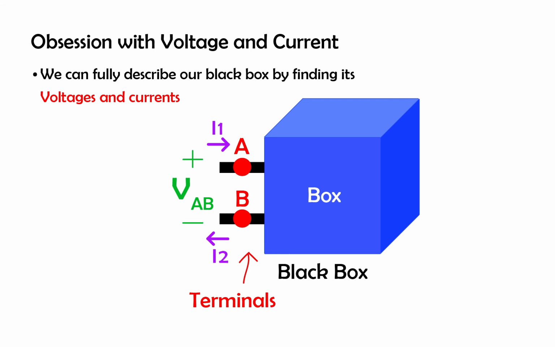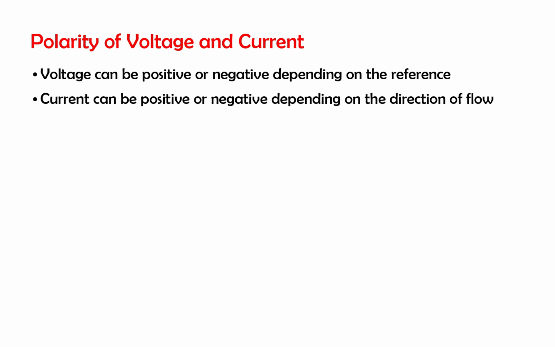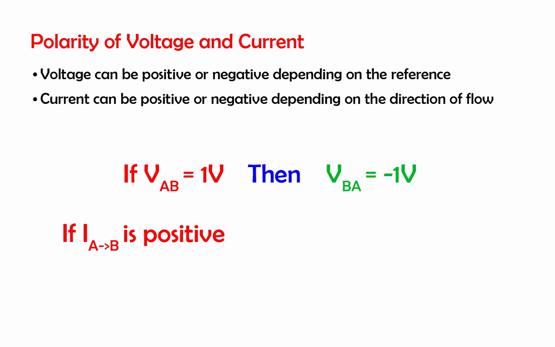Let's stop for a moment to discuss the polarity of currents and voltages. In our first video, we briefly introduced the concept of positive and negative voltages and currents. We know that if voltage VAB is 1 volt, then voltage VBA is negative 1 volt. We also know that if a current flowing from node A to node B is positive, then the current flowing from node B to node A is negative.